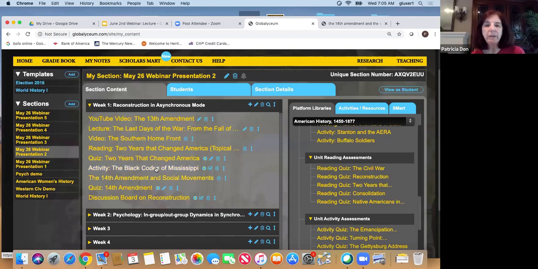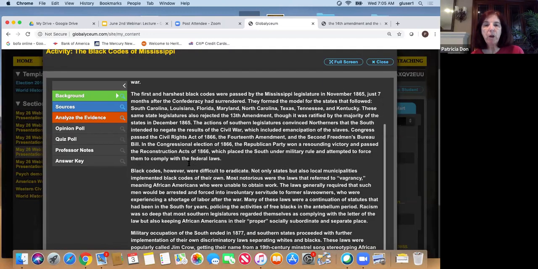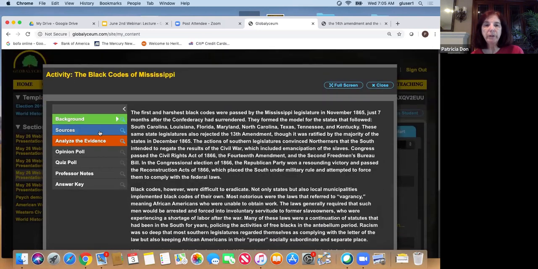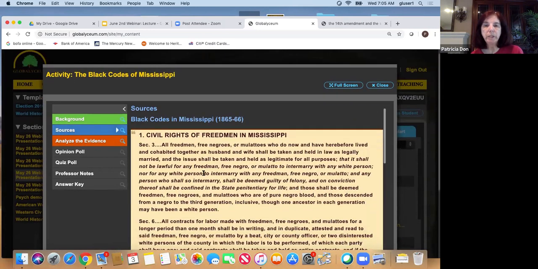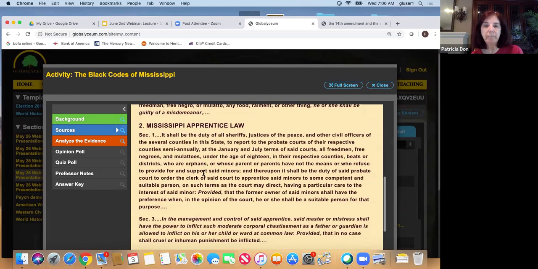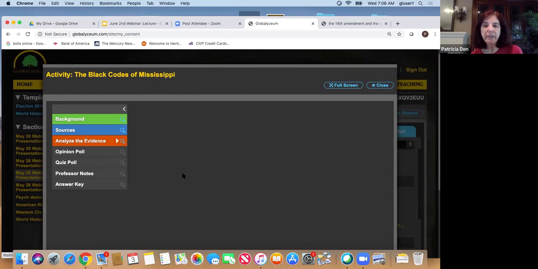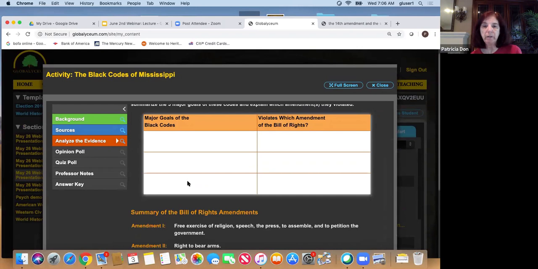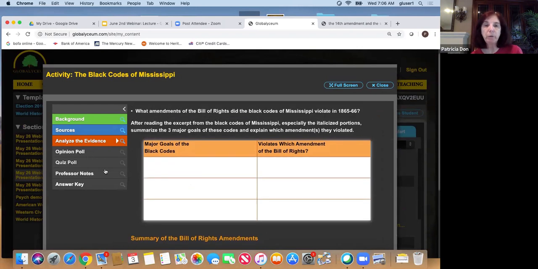Of course, I didn't open the Black Codes, but it's similar to what we talked about last week with background sources on the Black Codes. This is a very popular activity in Global Lyceum. You analyze the evidence with the graphic organizer here. Then you have options of opinion polls and quiz polls, etc.